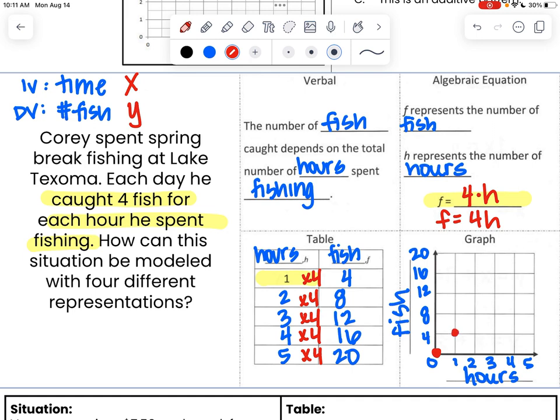At 2 hours, he had 8. At 3 hours, 12. At 4 hours, 16 fish. And at 5 hours, he caught 20 fish. So here's how we're able to take a story problem, or any representation, and represent it in multiple ways.